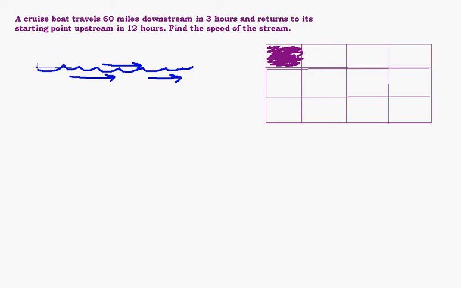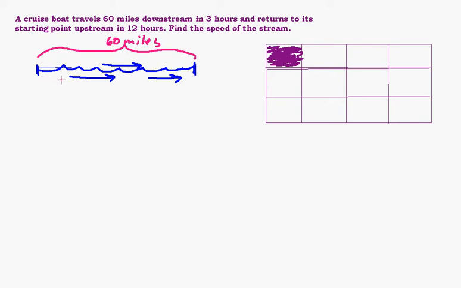So if they started here and they went downstream to here, 60 miles, let's do that in some other color. So there's your 60 miles. They went downstream, and then they turned around and came back. It took them a lot longer because they were fighting the current, but they still went the same distance.